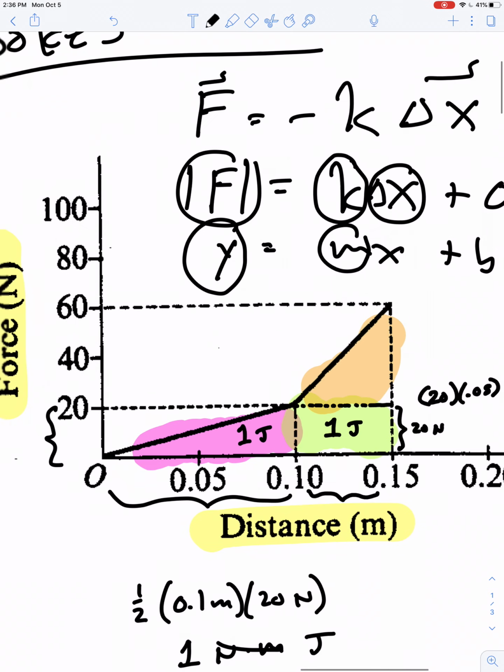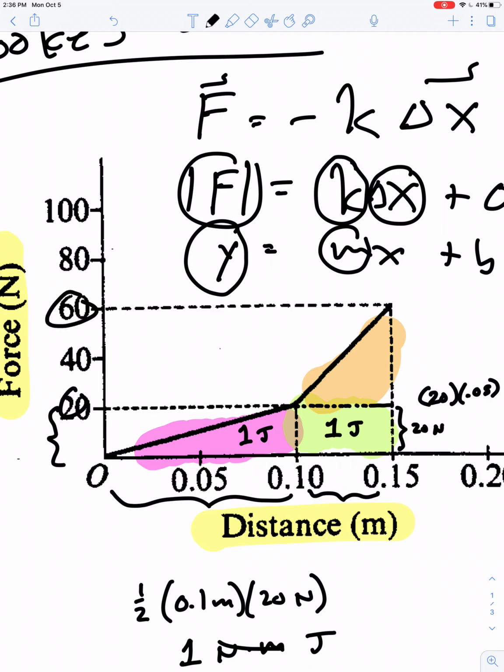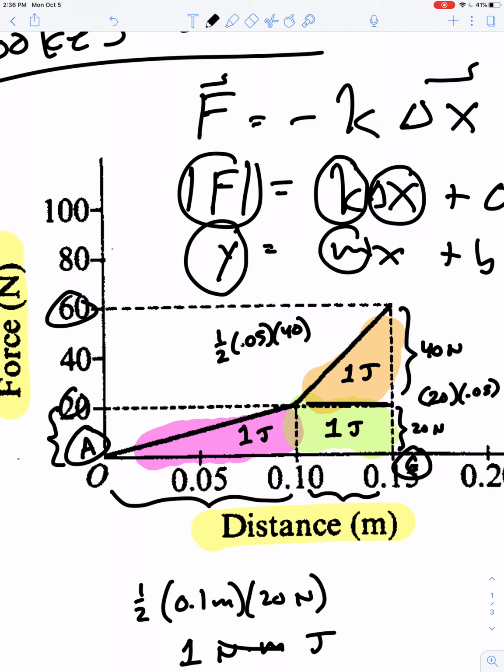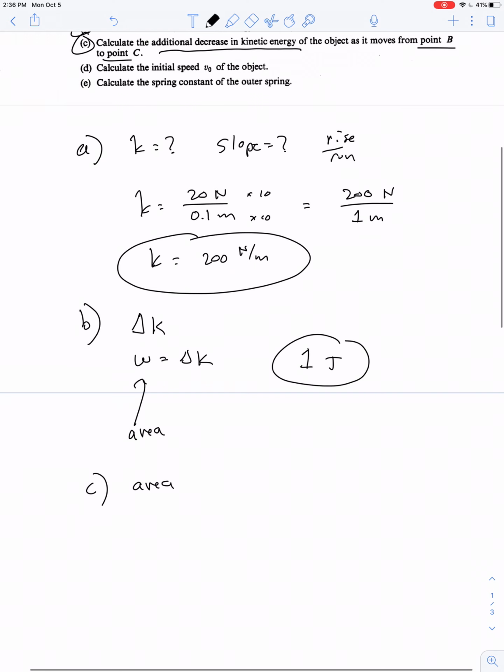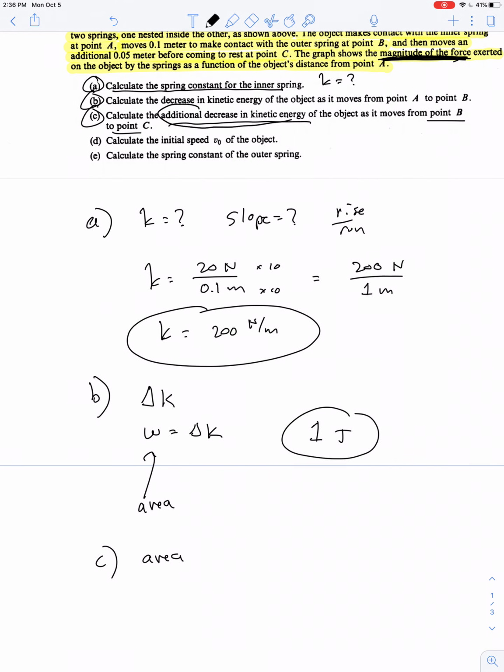And then this triangle has a height from 60 to 20, that's a height of 40 newtons, and it also has a base of 0.05. So 1/2 times 0.05 times 40 also comes out to be 1 joule. So the total work done as the object moved from point A to point C is 3 joules, but the additional work past point B is equal to 2 joules. That's our answer to part C. Calculate the additional decrease in kinetic energy: 2 joules.